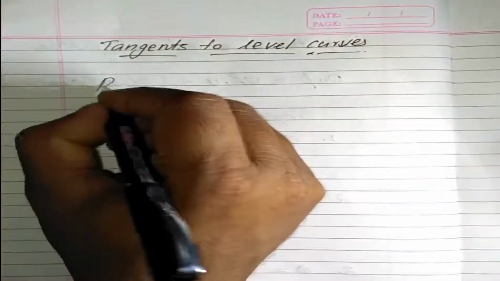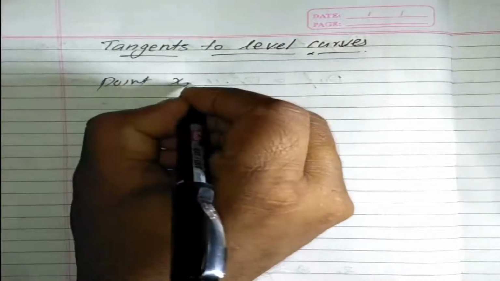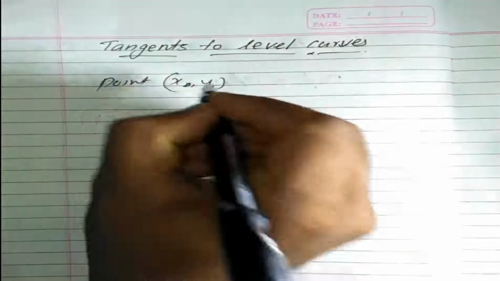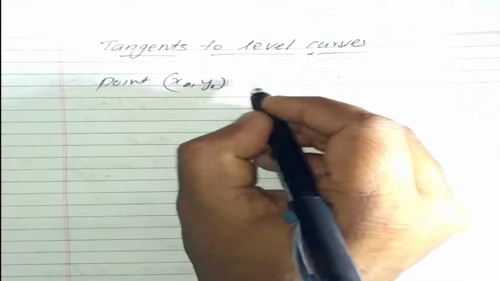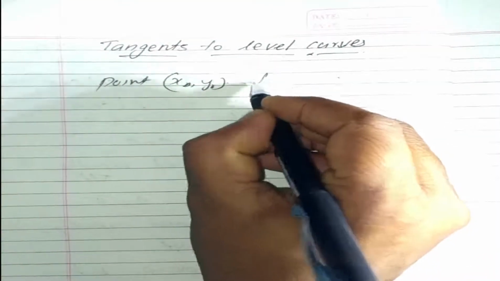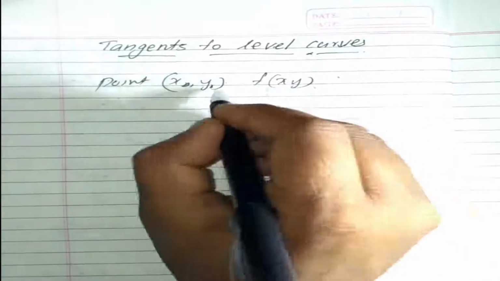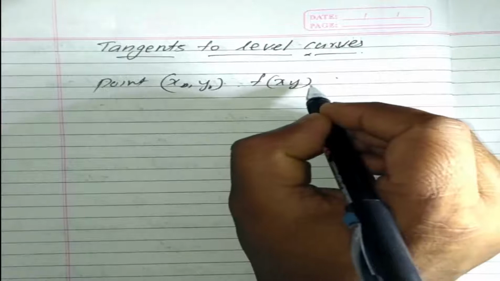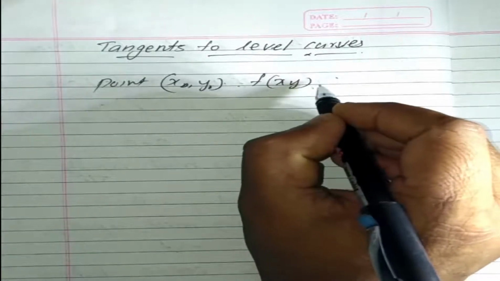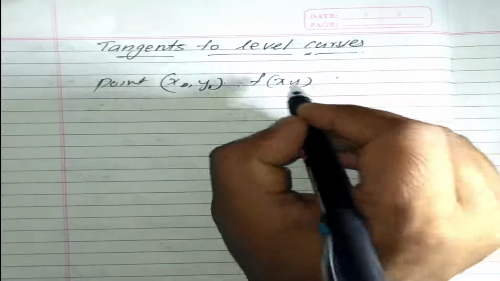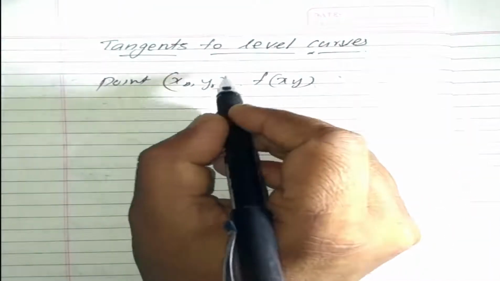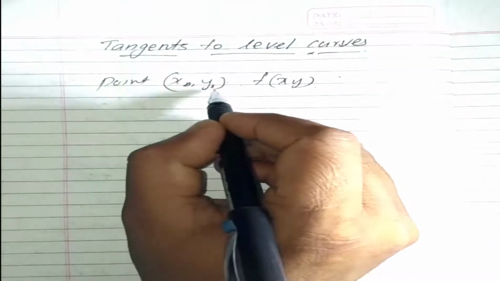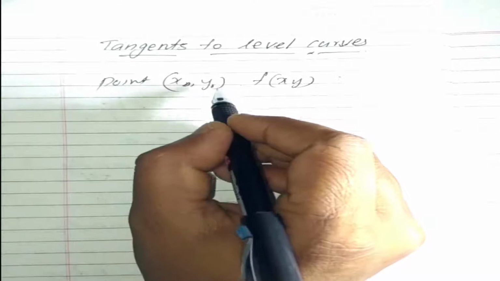I take a point x naught comma y naught in the domain of f at x comma y. The gradient of f is normal to the level curve. Remember, at the point x naught y naught, you already studied this point, the point P naught.